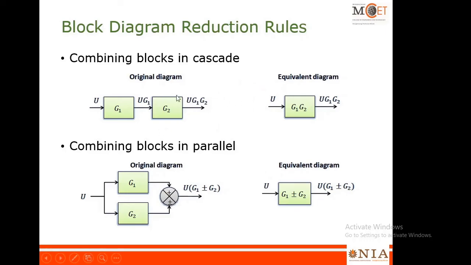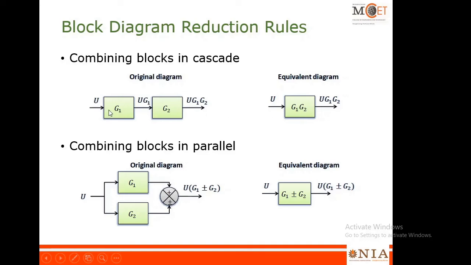So coming to block diagram reduction rules, when two blocks are cascaded, that is when they are in series, then instead of writing it as a separate G1 and G2, you can combine it to one single block with the transfer functions of each and every block getting multiplied, that is G1 into G2. This is the first rule, that is combining two blocks in cascade. If there are two blocks G1, G2, then you can write it as a single block G1 into G2.